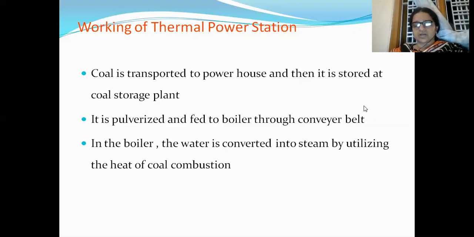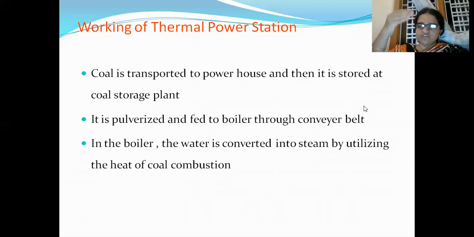So this coal is transported to the powerhouse and stored at the coal storage plant. After storing the coal in the thermal power plant, it is pulverized. Pulverization means the process of breaking down coal into fine pieces. The small blocks of coal will be crushed or turned into fine pieces, which is called the process of pulverization of coal.